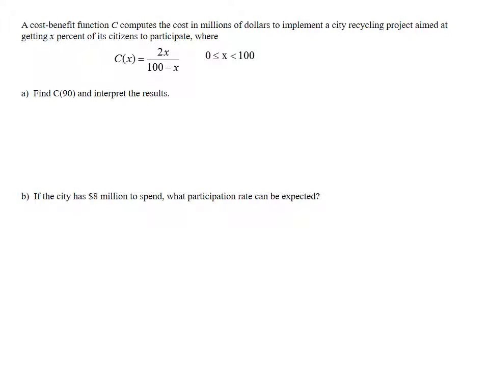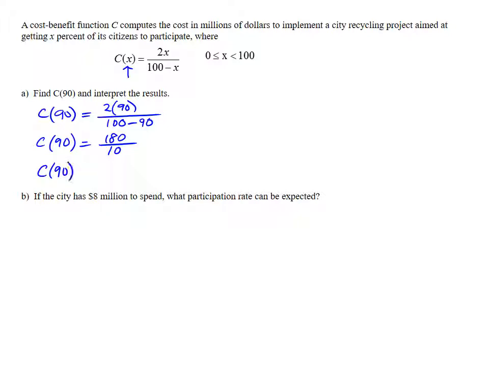Let's find C of 90 and interpret the results. So C of 90 means we're plugging 90 in for the input. The input is X, so we put 90 in wherever we see X, and we calculate. So we get 2 times 90 over 100 minus 90. So calculating the numerator, we get 180. And the denominator would be 10. So C of 90, as I finish the calculation, ends up being 18.